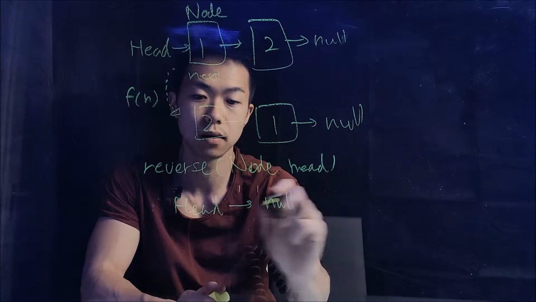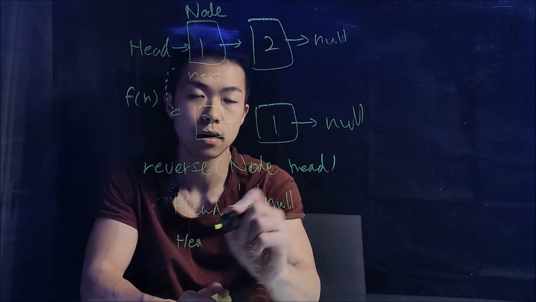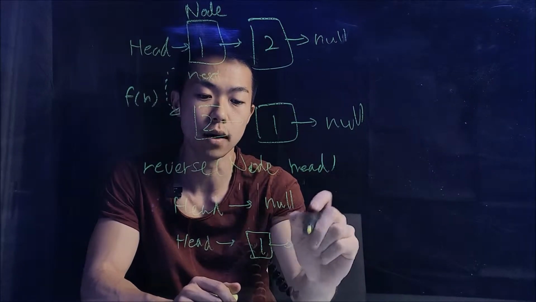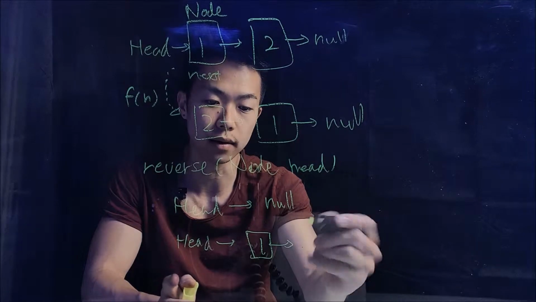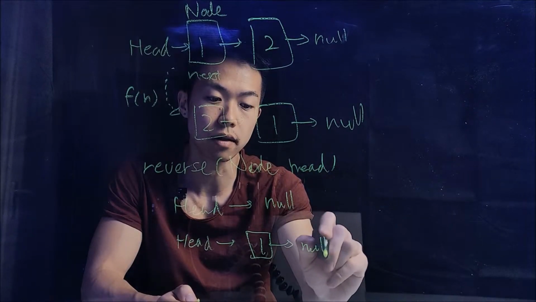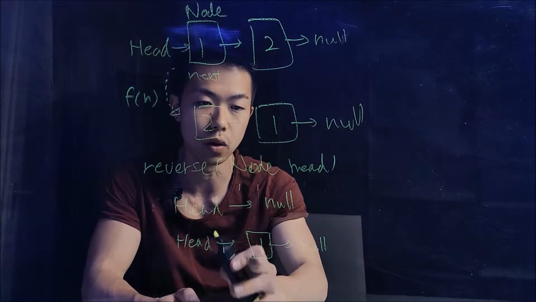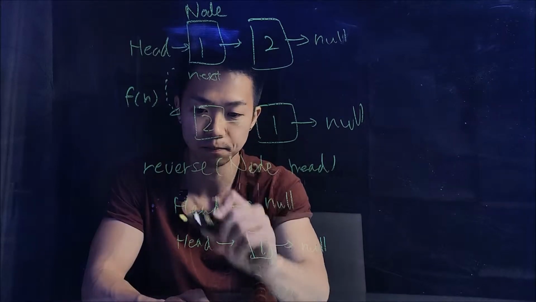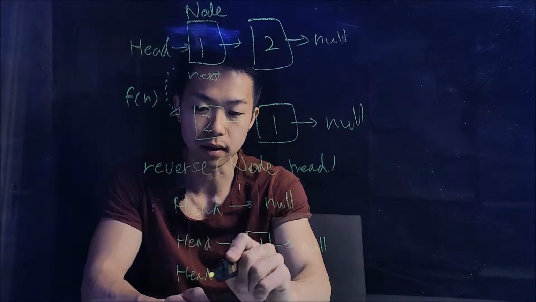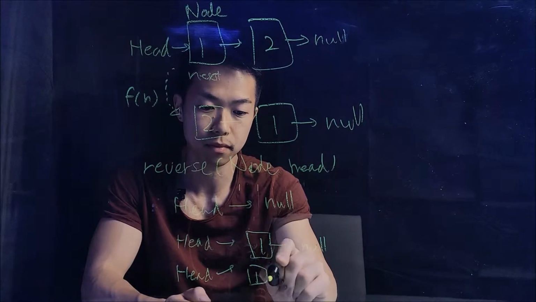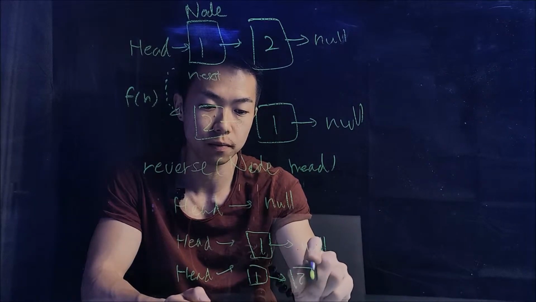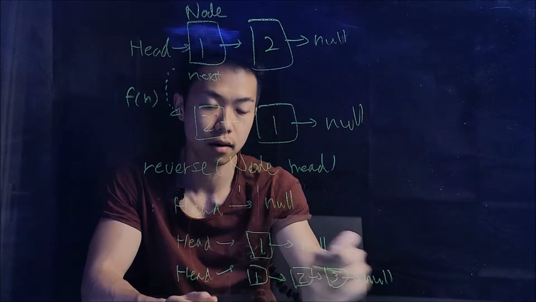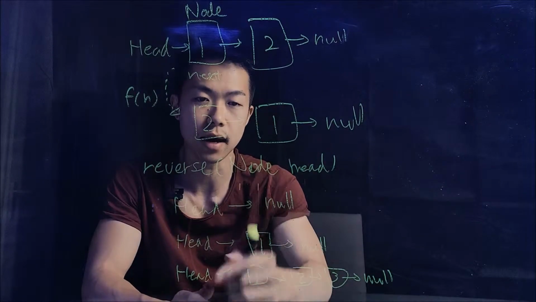So let's assume that the corner cases would be head points to null. Another case is the linked list consists of just one node, so head points to 1, and 1, a node containing value 1, points to nothing, so null. So this case is when the linked list size is just 1. The other linked list size is 0. And then maybe the standard case is like 1, 2, and then 3, and then null, right? So let's handle these cases.